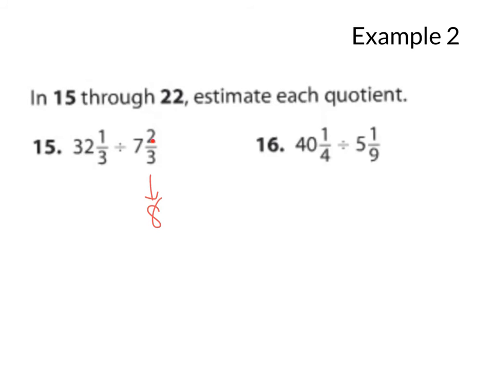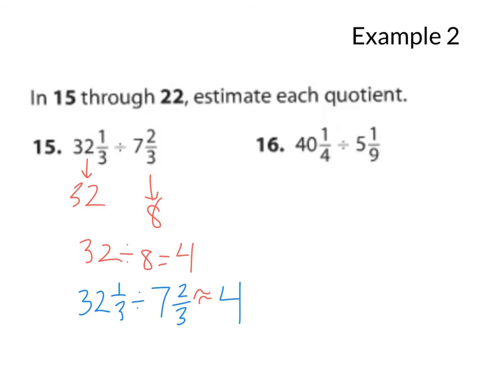All right, I'm going to look at this 2. I know that that's more than half of 3, so this is going to round to 8. What number close to 32 1/3 can be divided easily by 8? Well, that's 32. So my new problem is 32 divided by 8. That equals 4. So let's rewrite our original problem. 32 1/3 split into groups of 7 2/3 is about equal to 4 groups.